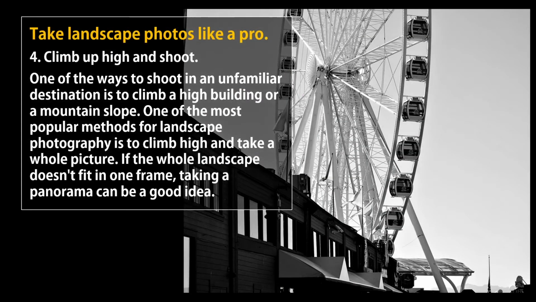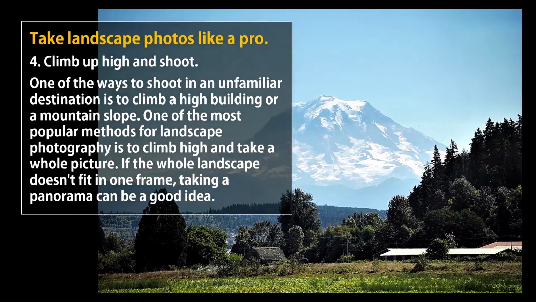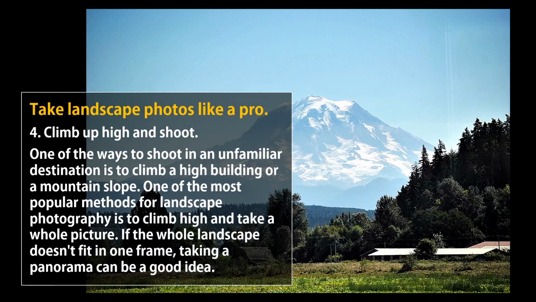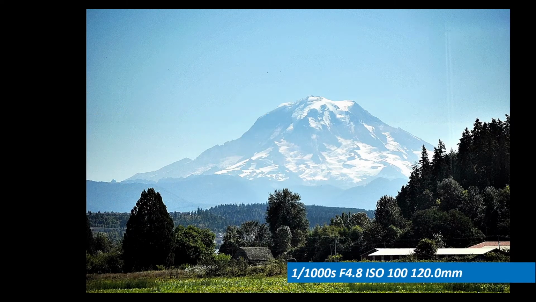Four. Climb up high and shoot. One of the ways to shoot in an unfamiliar destination is to climb a high building or a mountain slope. One of the most popular methods for landscape photography is to climb high and take a whole picture. If the whole landscape doesn't fit in one frame, taking a panorama can be a good idea.